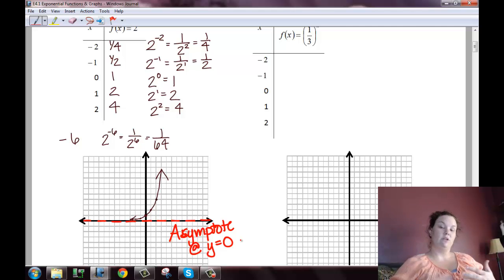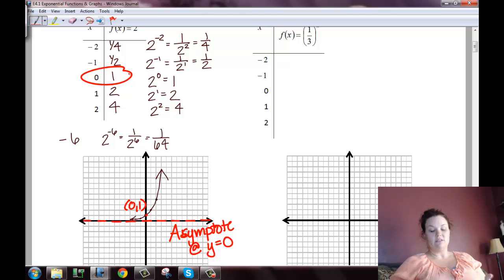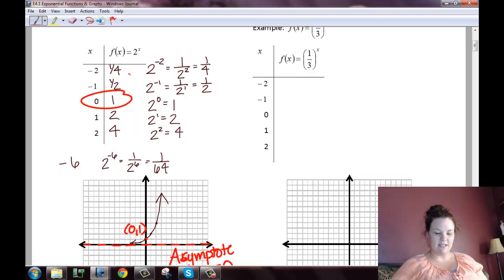The other thing I'm going to point out really quick, which you'll see when I do this next example, is that all exponential functions in their most basic form go through the point (0, 1). The reason is any number raised to the 0 power equals 1. So regardless of what the base is, an exponential function in its most basic form will always have an asymptote, and it will always go through the point (0, 1). Okay? So let's test that theory and look at this second example.